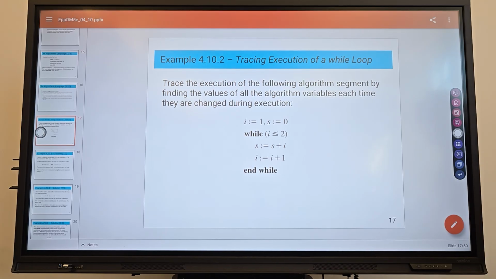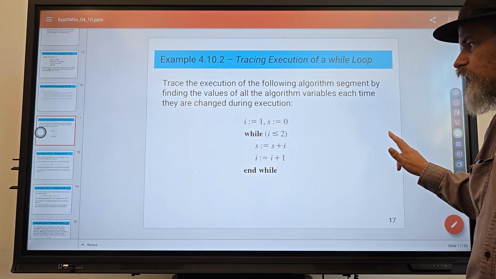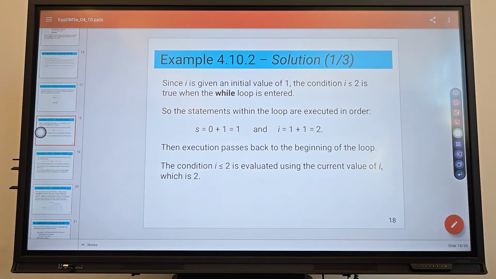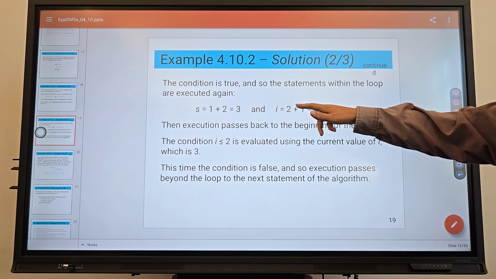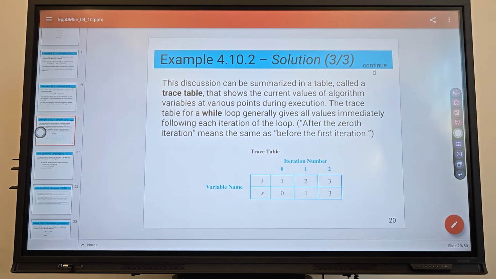And then it would exit the while loop because I would be greater than 2. So, 1 and then 2, and then 3 and then 3, and it passes out of the loop. So at the end, I and s would both be equal to 3.